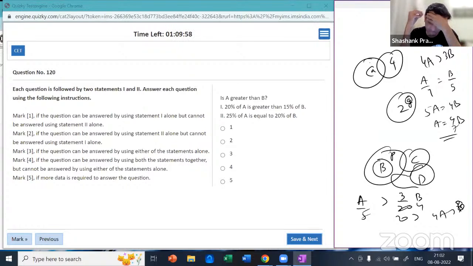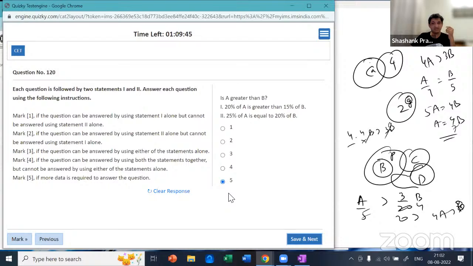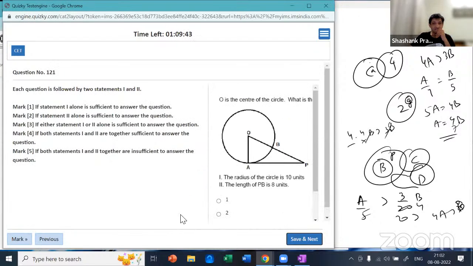4A is greater than 3B, but 5A is equal to 4 by 5B. So 4 into 4 by 5B is greater than 3B. This is wrong, this thing. Okay, doesn't matter. I don't think it can be answered. More data is required.